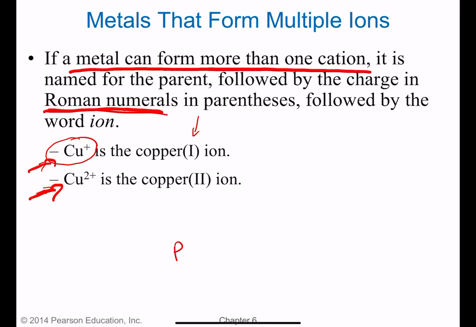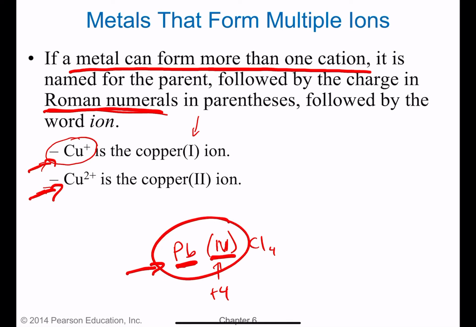Here's another example: Pb and then a Roman numeral IV, so this is for a +4, and then say it was bonded with 4 chlorines, for example. How I wrote this is actually not really written correctly, but I just wanted to show you as an example. Pb is lead, IV in Roman numerals is 4, so this would be the lead 4 ion, or we could say lead 4 chloride, but lead 4 is referring to Pb, and it's saying that it's a lead with a +4 charge.